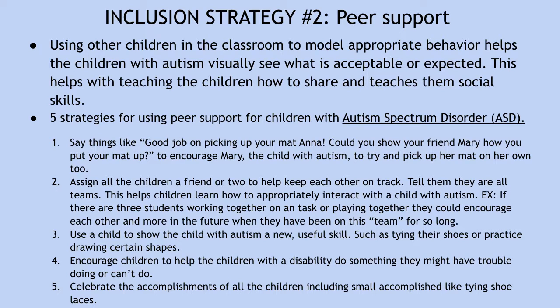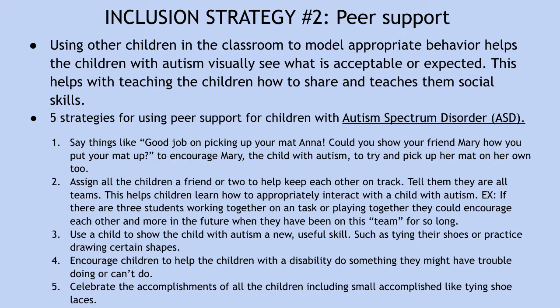Tell them they are all teams, and this will help the children learn how to interact with a child who has autism. So if the child with autism is in their group, they'll learn, especially as time goes on, how to appropriately interact with them. So for example, if there are 3 students working together on a task or they're just playing together, they can encourage each other, and they would encourage each other even more in the future when they've been on this team for so long.